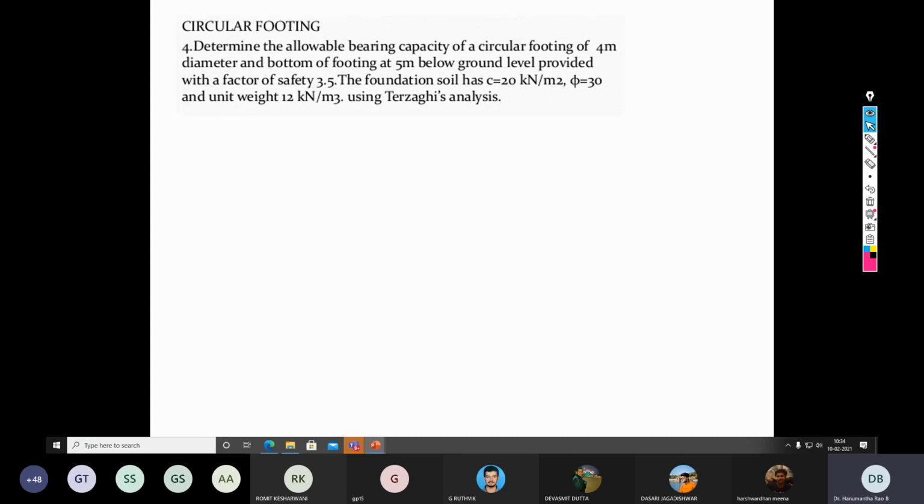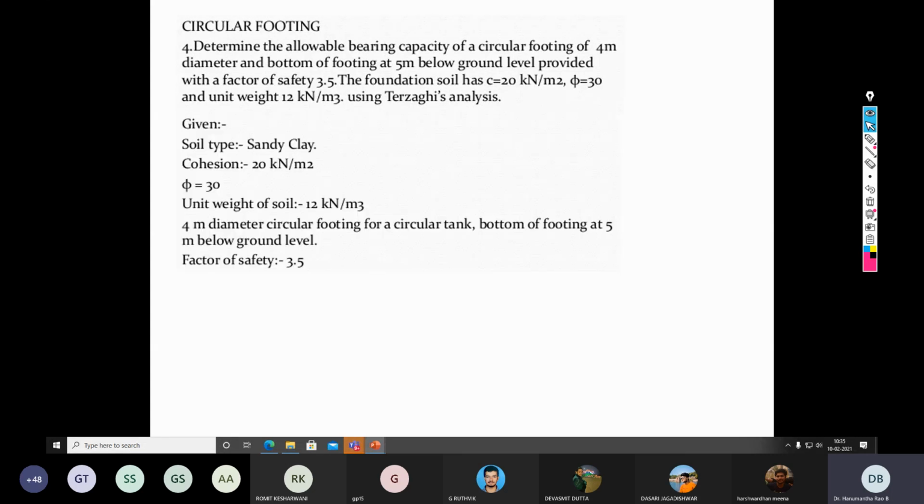Nothing is said about the effect of the water table or general or local shear condition. Assume no effect of water table and it is a general shear failure. So what is the equation for circular footing?